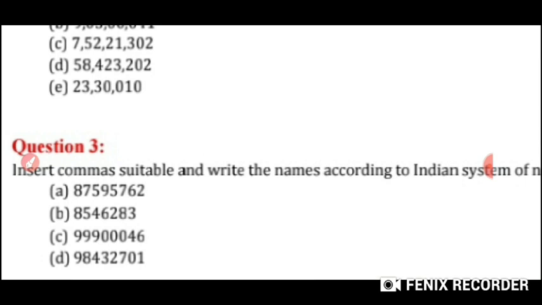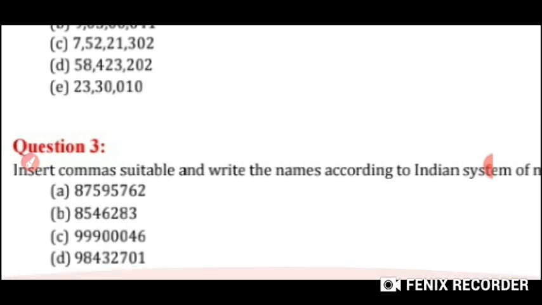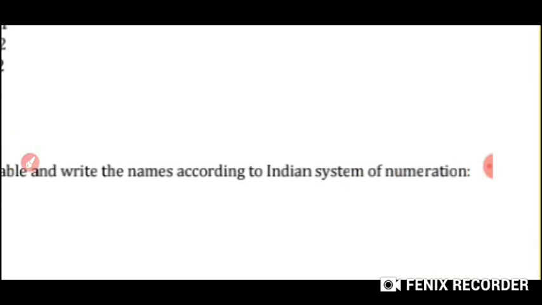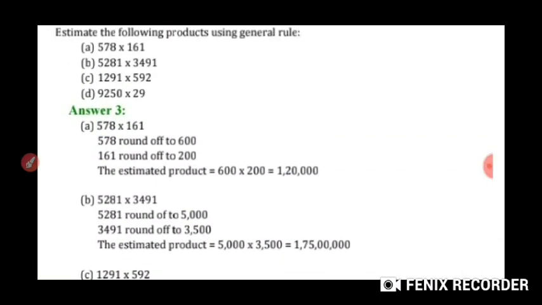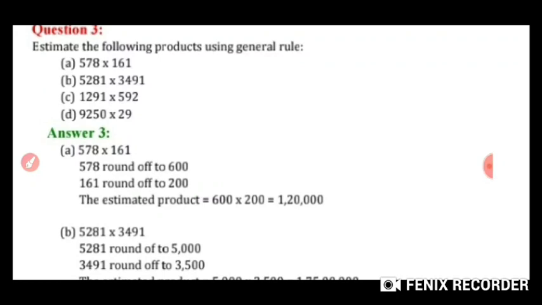Then the third question: place commas suitably and write the names according to the Indian system. Here the numbers are given, and you want to write them in the Indian system. See, the question can also be asked another way like this: estimate the following products using general rules.